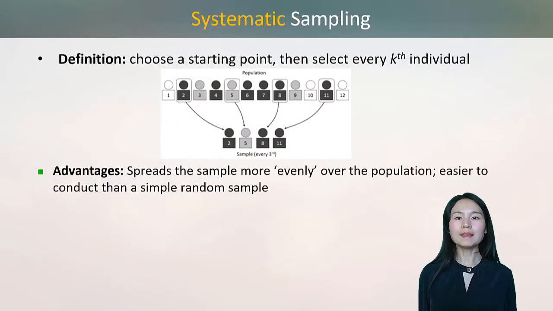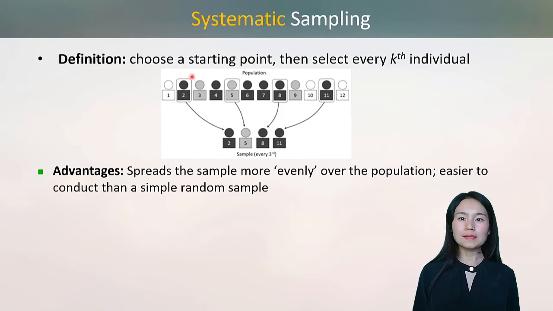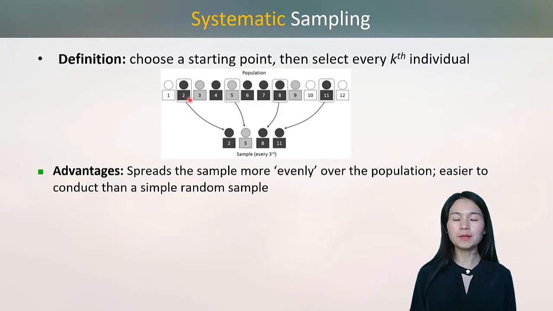For systematic sampling, we randomly select a starting point. Here, we choose 2 as a random start. But the subsequent samples follow a predefined rule, like every third.